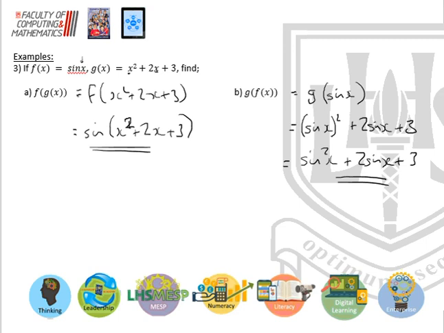Now you're going to get lots of practice with that. It's a very common exam question. It'll almost certainly come up in your exam. But it's just the same process, and make sure you're doing this line here where you write out g of sine x and then substitute it in, just in case you mess up that second line. You don't want to miss that first mark.